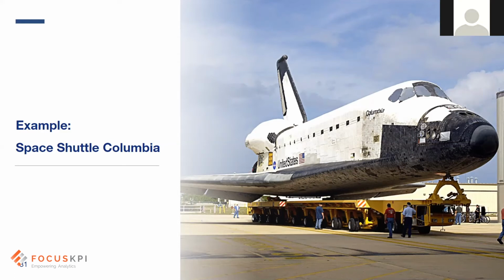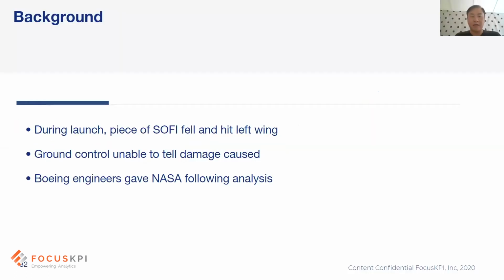Cool, thank you. Just to give a little background, this happened in 2003. The space shuttle took off, and during launch, a piece of Sophie, which is spray-on insulation, spray-on foam, broke off of the rocket and hit the left wing of the spaceship. The spaceship completed its trajectory into orbit, and everything was fine.